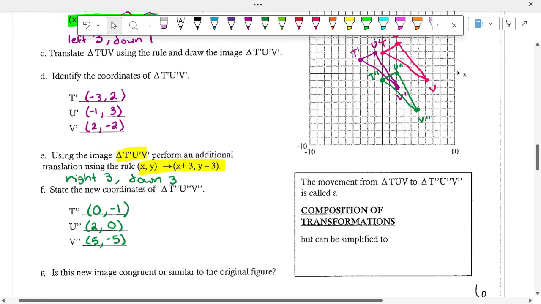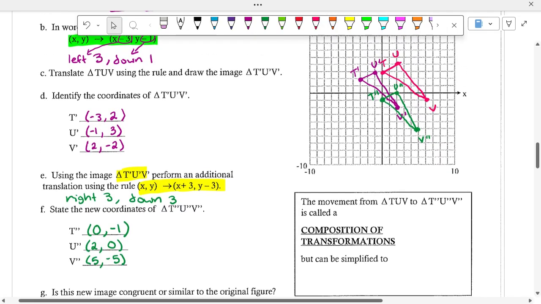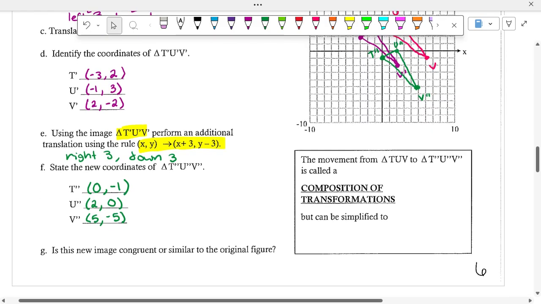So here's the question. Is the new image, so in the green, is it congruent or similar to the pink? So is this triangle congruent to this triangle? Yeah. Because all we did was 2 translations. So if you do multiple translations on the original figure, like if you go from the first translation and then take that translation to another translation, still going to be a congruent figure. So yes, they are congruent.